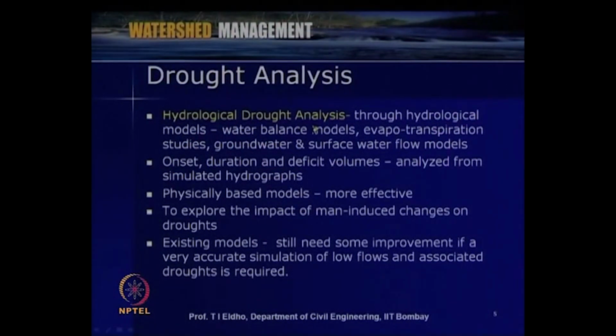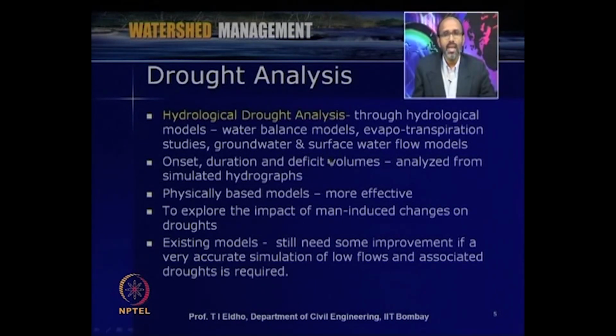Generally we can use one or another kind of hydrological models, like water balance models, evapotranspiration studies, groundwater and surface water flow models. We can choose any one of these aspects or a combination of them: water balance studies using models, or evapotranspiration studies in the area of the watershed or the river basin which we consider, and then study the groundwater and surface water analysis in that area through models. Like that we can go for the hydrological drought analysis.